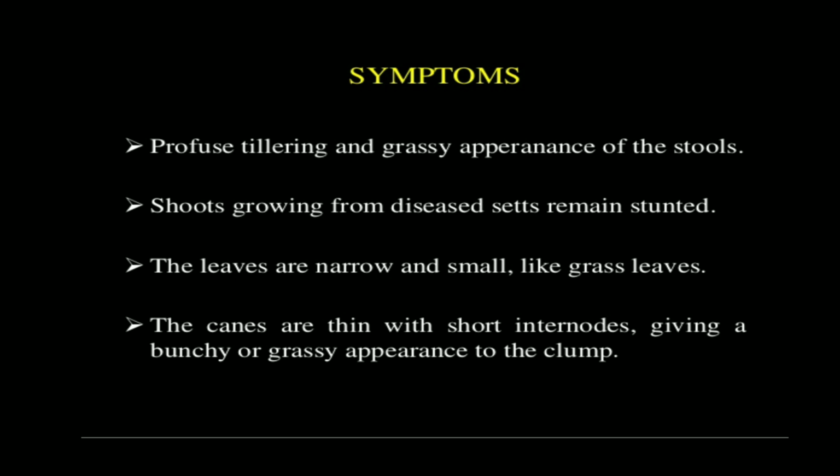The leaves are narrow and small like grass leaves, right? Sugarcane leaves are normally very large in size. They are longer as well as wider. But if the plant gets this disease, then the leaves of the sugarcane will be like grass, means they are smaller in size.